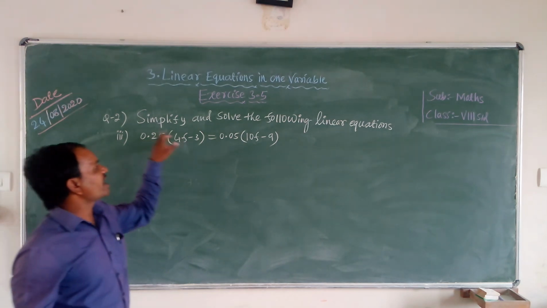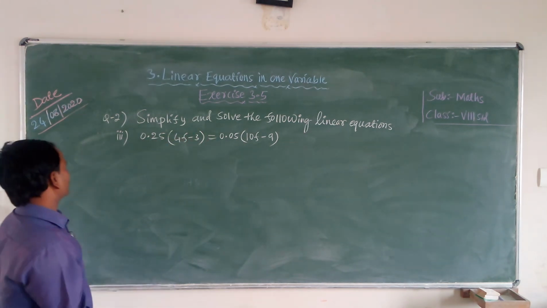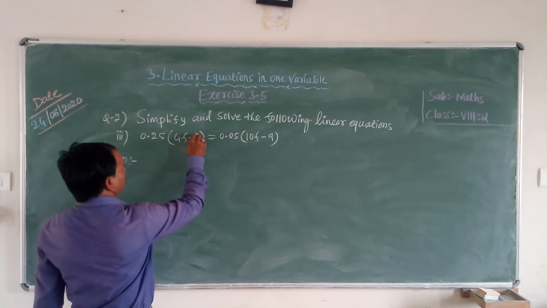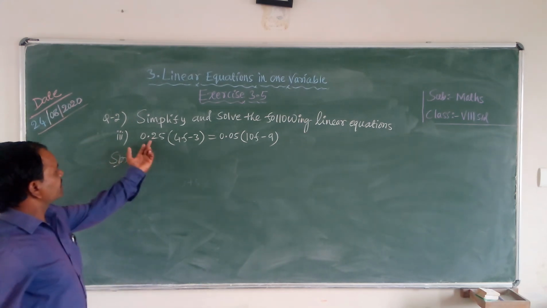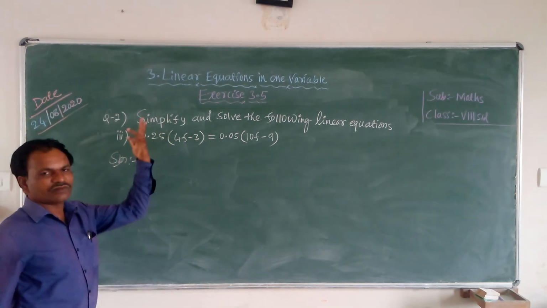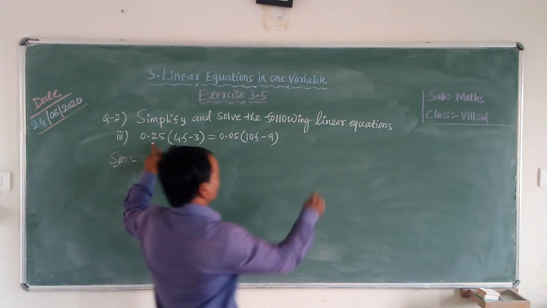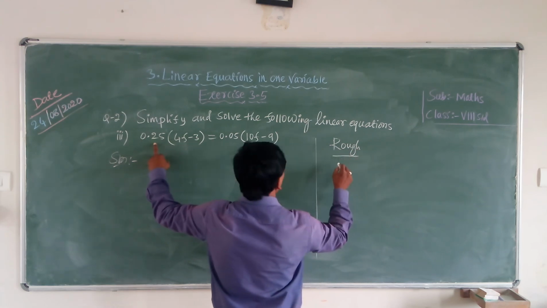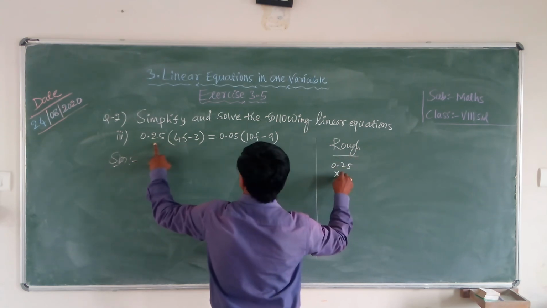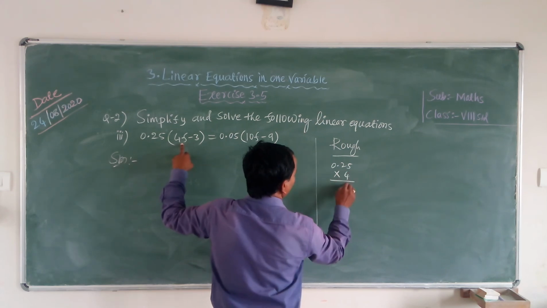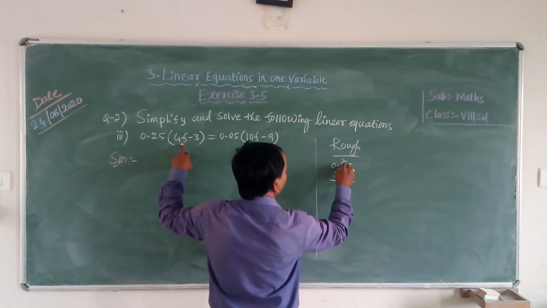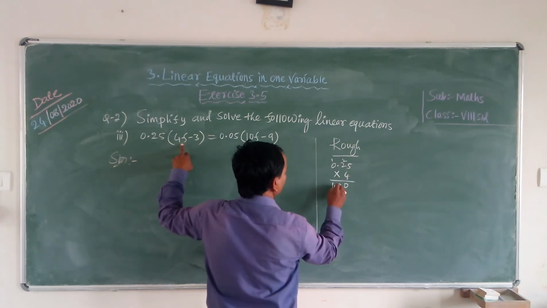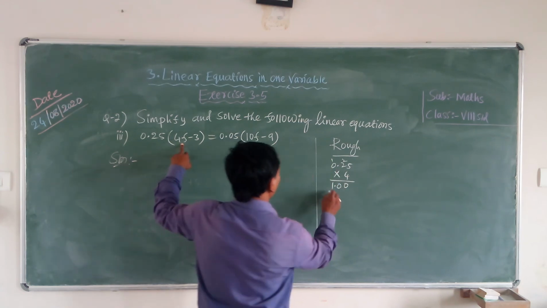First we have to simplify. Nothing inside the brackets, so it is very simple. This and this are multiplication. After that we have to multiply. First we use the rough work. 0.25 into 4: 4 fives are 20, carry 2, 4 twos are 8, 8 plus 2 is 10, carry 1, 4 zeros are 0, 0 plus 1 is 1. After 2 digits, the decimal point: 1.00.